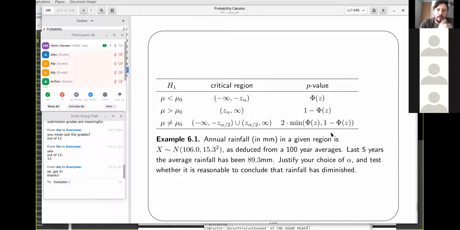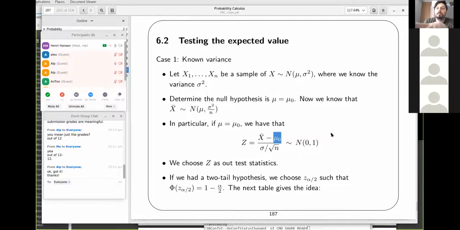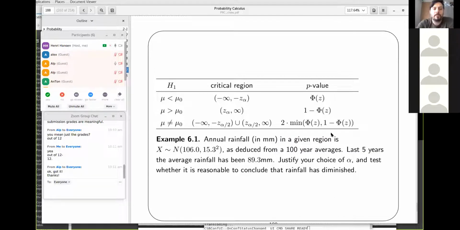Here's the table of how we do it. Here's the null hypothesis being that mu is mu0, but the alternative hypothesis can be one of three things in this situation. Either it's smaller than what we postulated, in which case our critical region will just contain these, and the size of this will be alpha. If our alternative hypothesis is that we're dealing with values far bigger than mu0, then our critical region will simply be these large values.